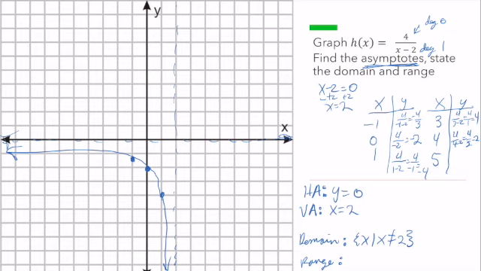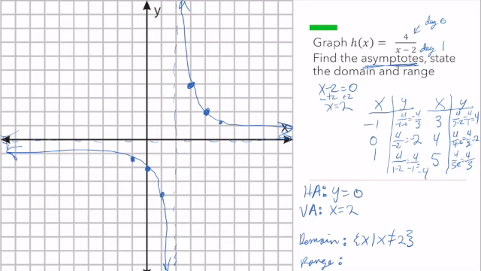Remember, there's some symmetry here, kind of. And then I have 4 over 5 minus 2, which is 4/3. So when x is 3, y is 4. When x is 4, y is 2. And when x is 5, y is 4/3. So my graph is going to look like this.